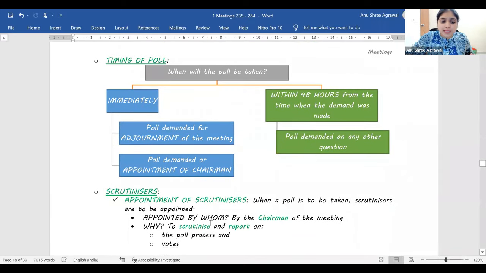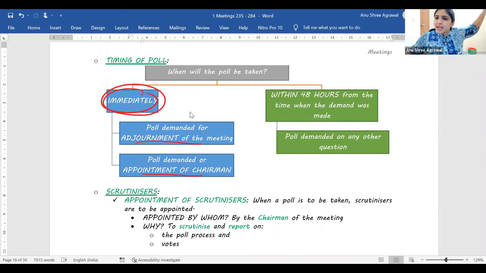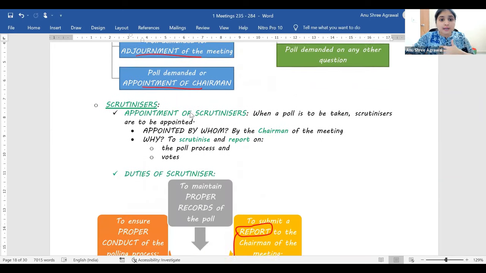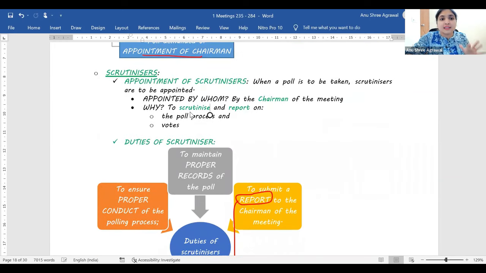When should the poll be taken up, guys? If it is a poll for appointment of chairman or if it is a poll for adjournment of meeting, these two polls have to be taken up immediately. Any other poll can be taken within 48 hours. We get 48 hours time to arrange for the poll. To conduct the poll, we need scrutinizers. These scrutinizers will be appointed by whom? Scrutinizers will be appointed by the chairman of the meeting.